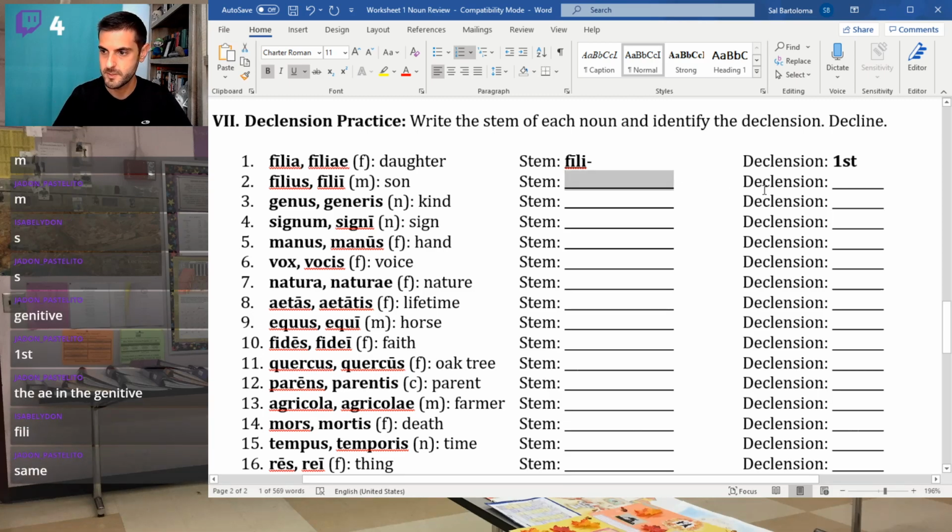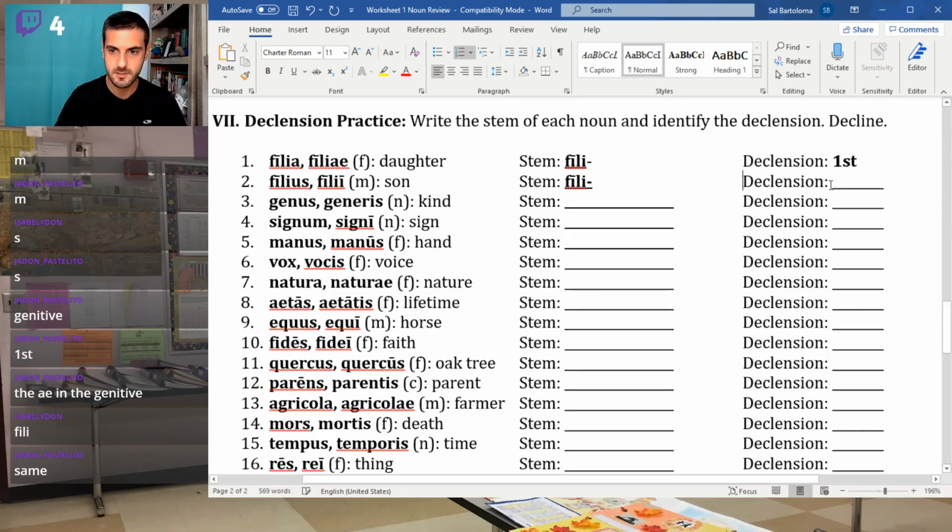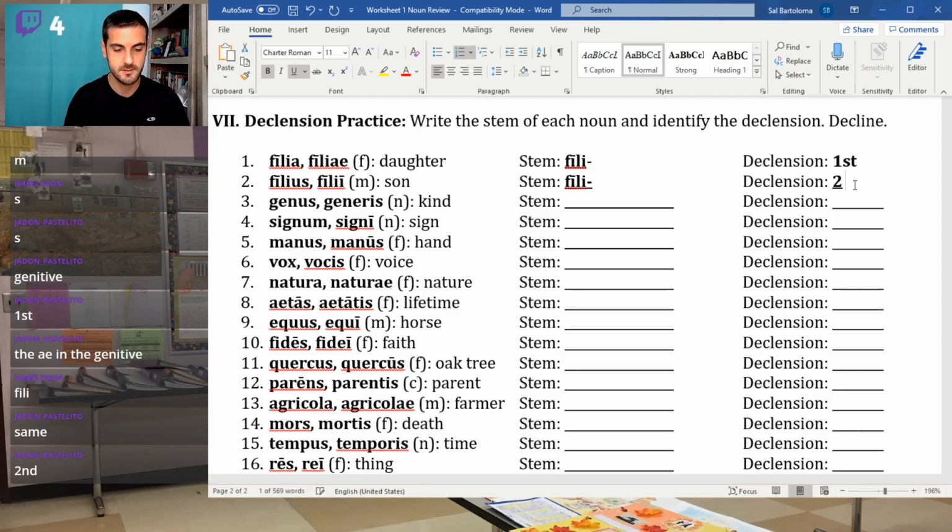What's my stem for filius? Yeah, it turns out it's the same, right? So that's going to happen sometimes, particularly with these gendered words like son and daughter, but the difference is what declension is son. They both have the same stem, but yeah, son is second declension.